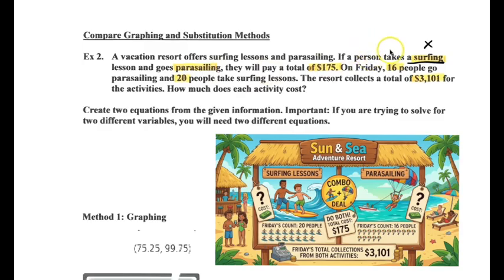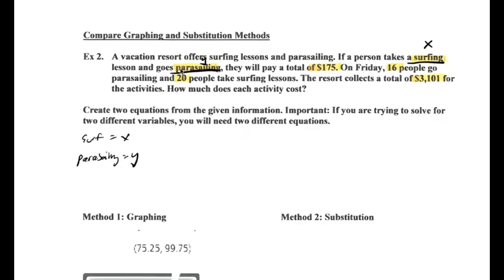So in this case, let's set up our variables first. We're talking about surfing and parasailing. Let's say surfing is x like it says there. Parasailing would be y. And what we have is a total value. These are done differently. We have to find what our values are.